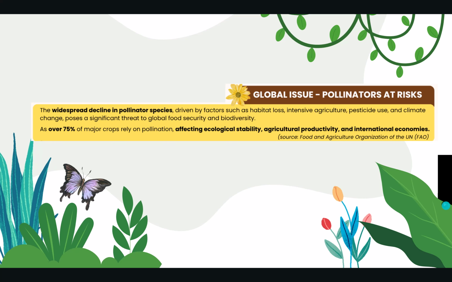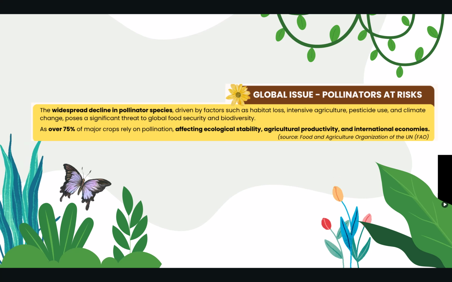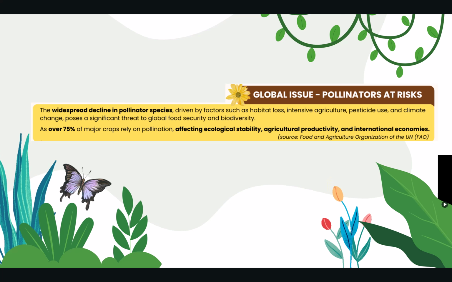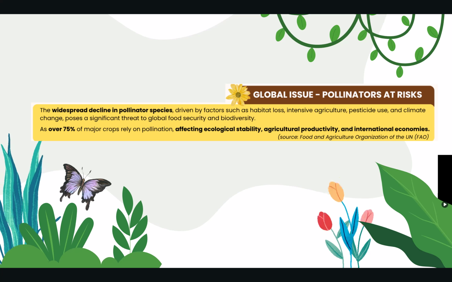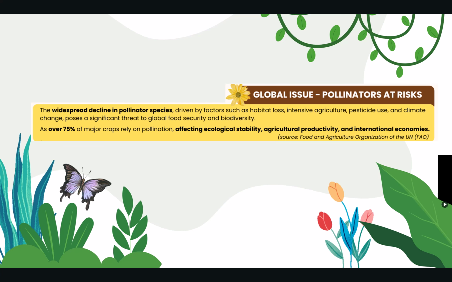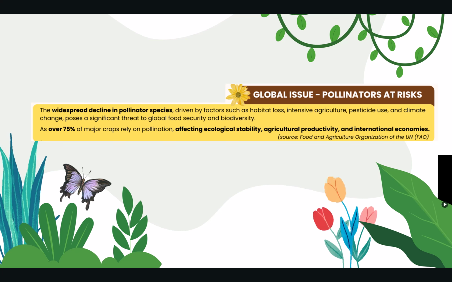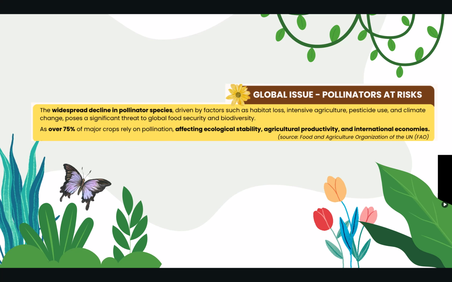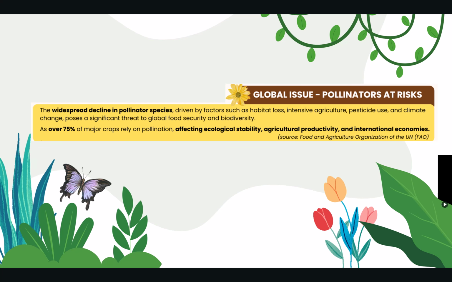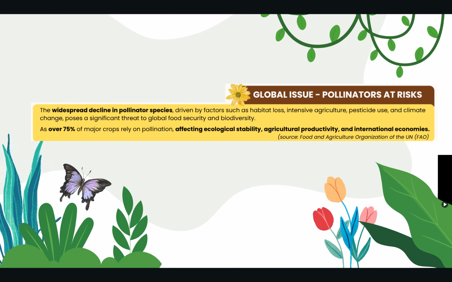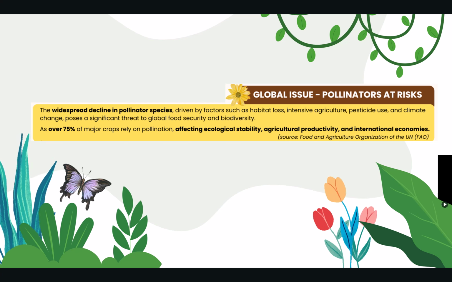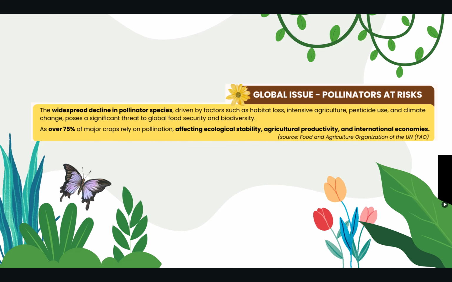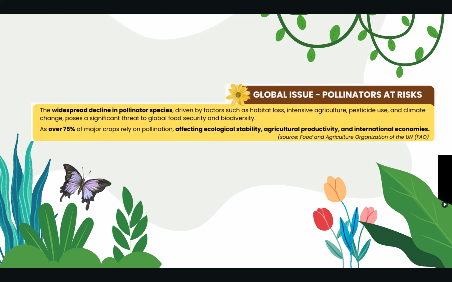Globally, more than 75% of food crops rely on pollinators. Our global diet depends heavily on the success of pollination. The trade of these crops creates interdependence among nations. If pollinators disappear in one region, the effects can ripple across continents, affecting food supply chains and economies worldwide.